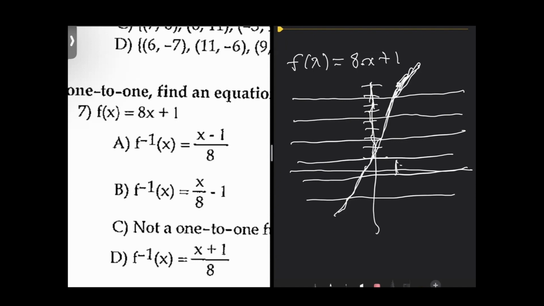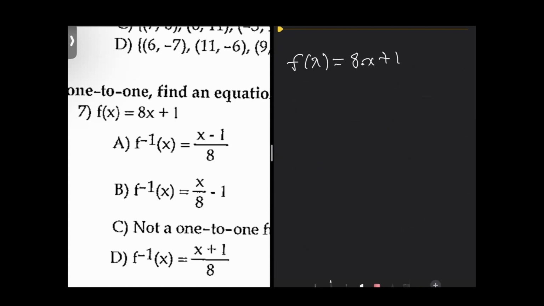So let's find the inverse. Inverse f of x is the same as y. Y equals 8x plus 1. So I checked graphically that this is 1 to 1, therefore we can find the inverse. And to find the inverse, switch the letters. Instead of y, y turns to x, and x turns to y, and you solve for y. And to solve for y is get y by itself.